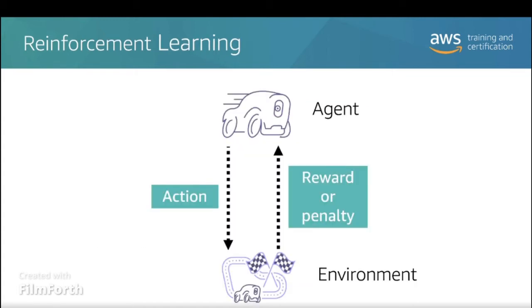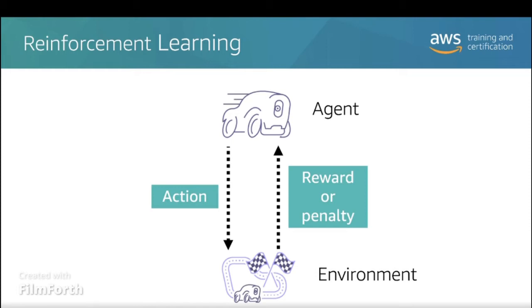In reinforcement learning, the thing driving the learning is called the agent. In this case, it's the deep racer car. The environment is the place where the agent learns, which in this example would be the marked racetrack.